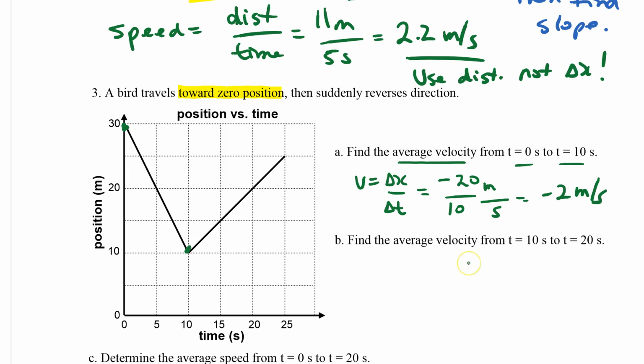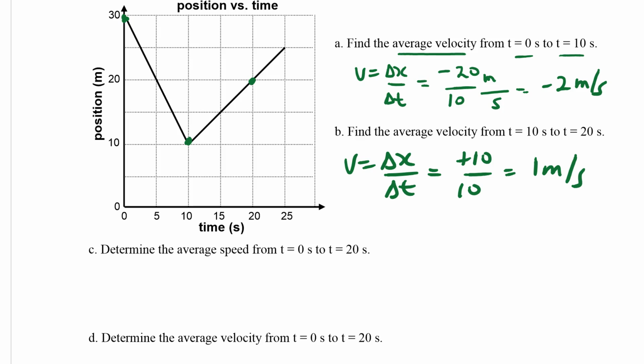Find the average velocity from 10 to 20. So again, I'm going to be finding from here to here the displacement divided by the time. So the displacement is plus 10. The time that went by was 10 seconds, so I'm going to get 1 meter per second in the positive direction. Determine the average speed from 0 to 20.